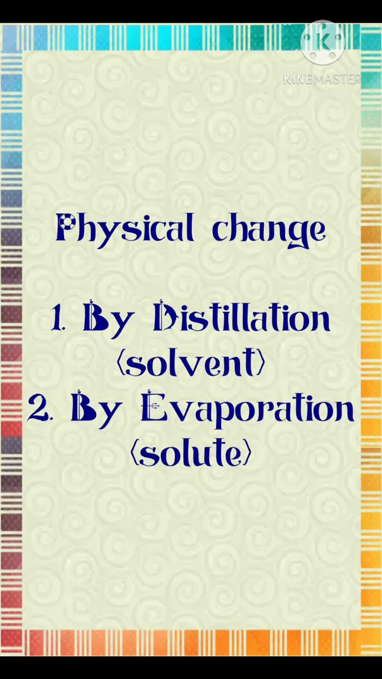Children, the formation of a solution is a physical change, not a chemical change. That's why the solute and the solvent remain the same in the solution. So if we want to get them back in their original form, we can do so easily by applying different processes: by distillation we can get back the solvent, whereas by evaporation we can get back the solute from a solution.